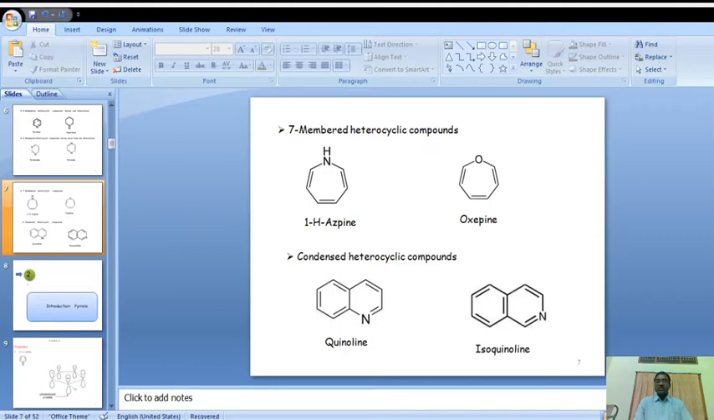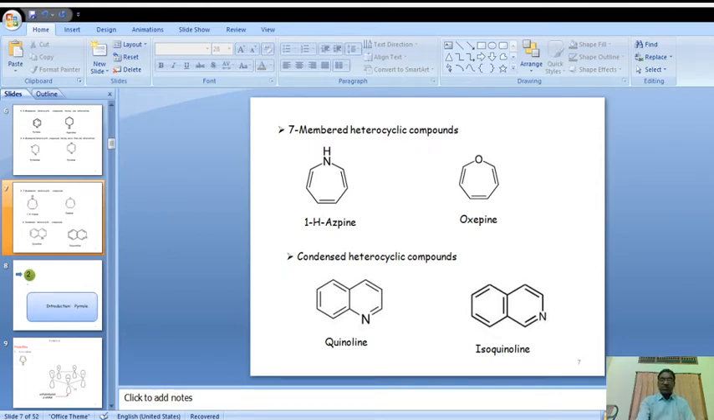Here, it is the same pyridine ring and benzene ring combination. The position of the heteroatom at the second place is called isoquinoline. These are the detailed structures and various examples of different 5-member, 6-member, 7-member and condensed heterocyclic compounds.